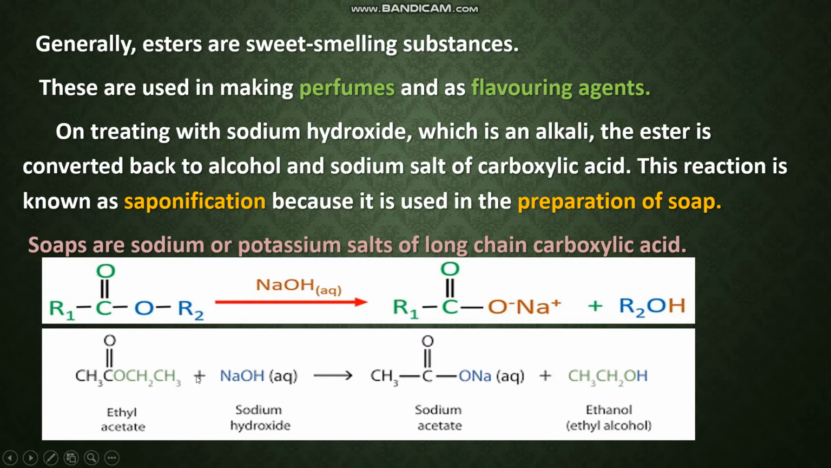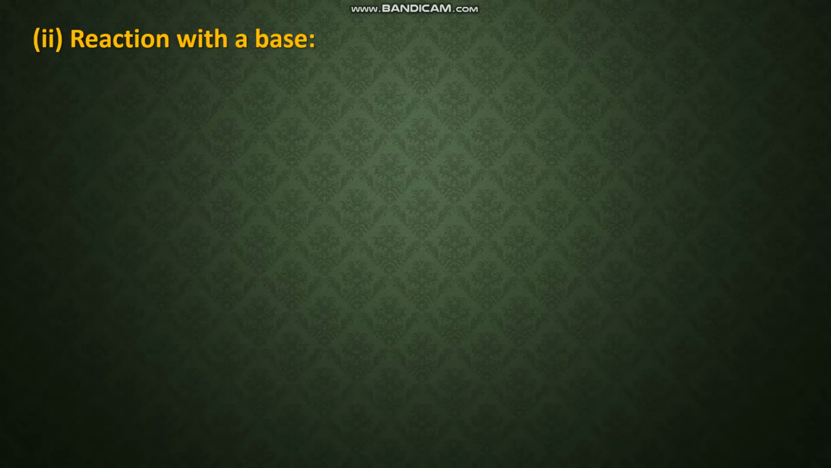So ethyl acetate, that is an ester. When it is reacting with sodium hydroxide, we are getting sodium acetate, that means sodium salt of a carboxylic acid, and ethanol or ethyl alcohol. So we have seen now this reaction between ester and an alkali. We are getting sodium salt of the acid and alcohol. The sodium salt of the acid is called soap. So this reaction is called saponification reaction because it is used in the preparation of soap.